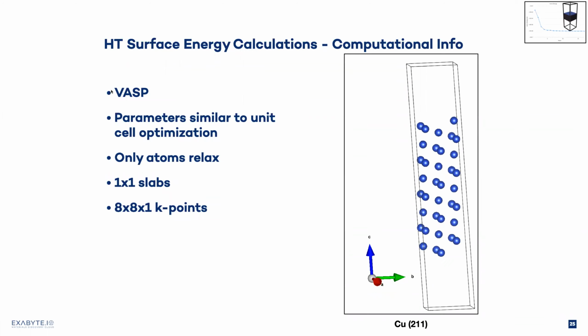So here again, we're going to be using VASP. We're going to be using largely the same parameters as the previous optimization of the copper unit cell, except we're only allowing atoms to relax this time. We're going to be looking at a 1-by-1 supercell of these slabs, so just the slab we generated, and then we'll be using an 8x8x1 K-point mesh down here. The one being because in the C direction here, it's very, very large, so we already get a good sampling of K-space from there.